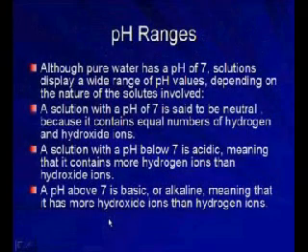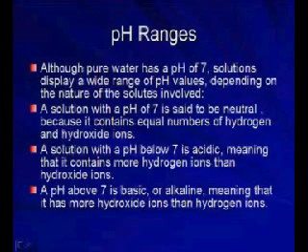pH ranges. Although pure water has a pH of 7, solutions display a wide range of pH values depending on the nature of the solutes involved. A solution with a pH of 7 is said to be neutral because it contains an equal number of hydrogen and hydroxide ions. A solution with a pH below 7 is considered to be acidic, meaning that it contains more hydrogen ions than hydroxide ions. A pH above 7 is basic or alkaline, meaning that it has more hydroxide ions than hydrogen ions.